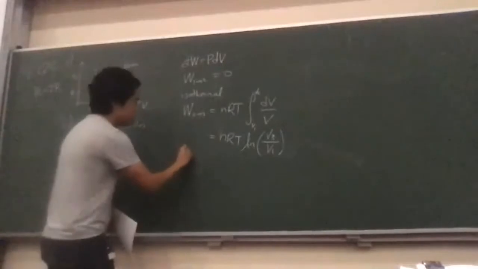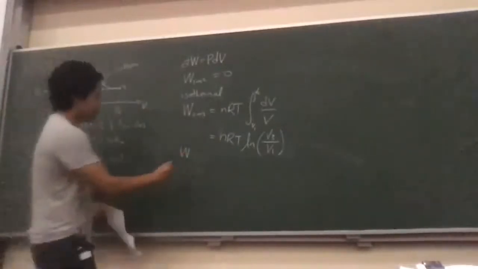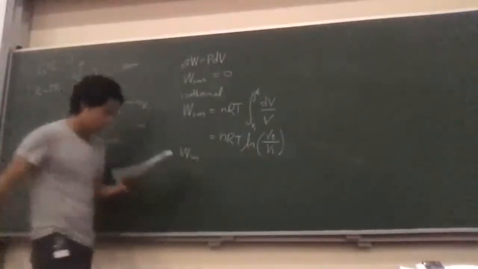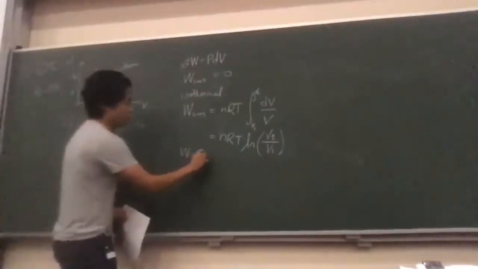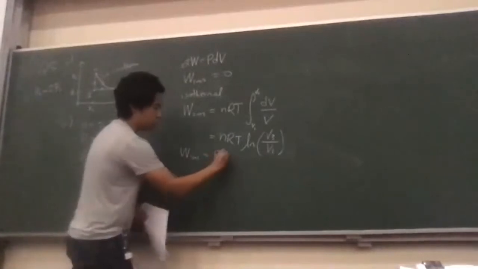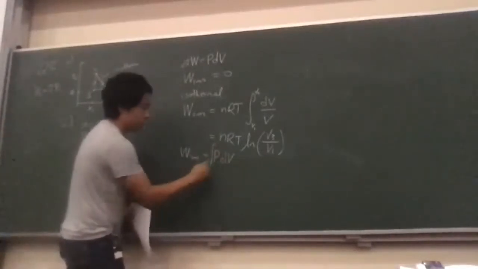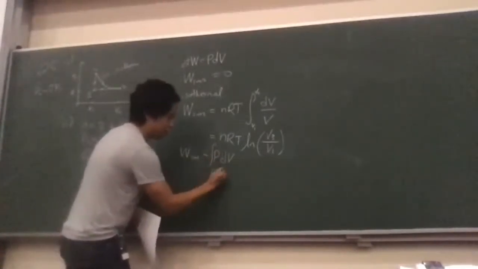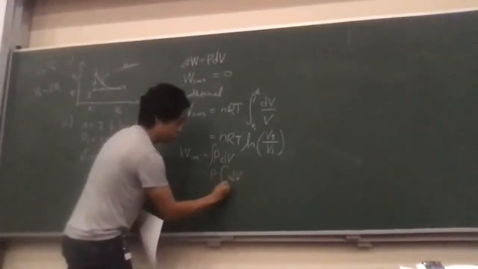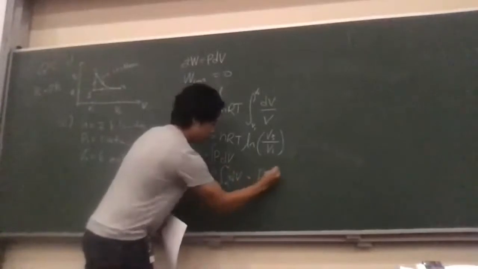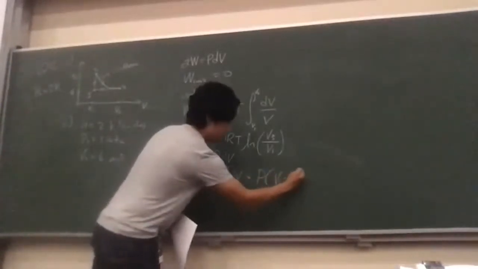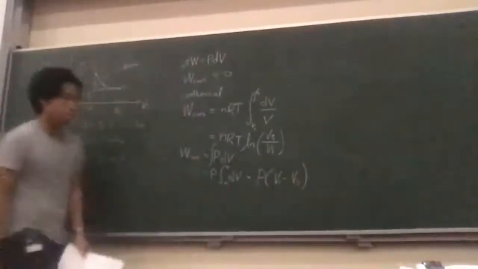Okay, so the last one is the work from 3 to 1. This one is really simple because in this case your pressure is constant. So in PdV, when you integrate, the P comes out the front. So you just get P times the integral of dV from V3 back to V1. So that's just P times (V1 minus V3), like that.